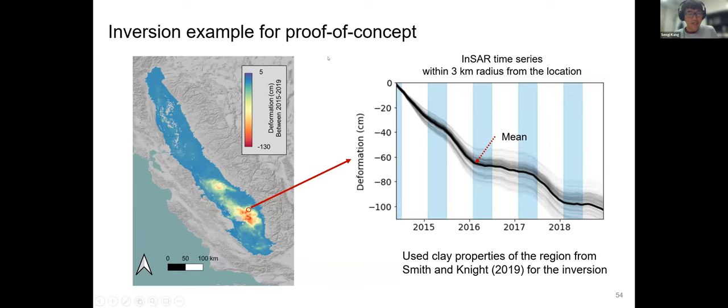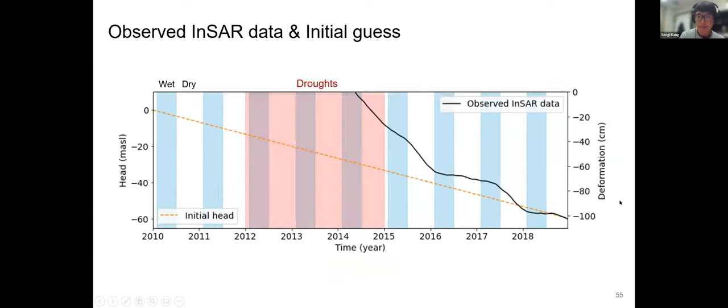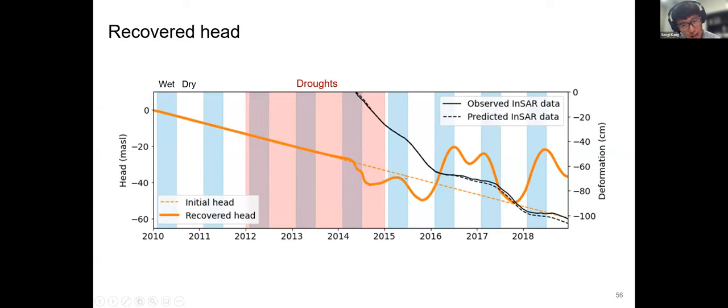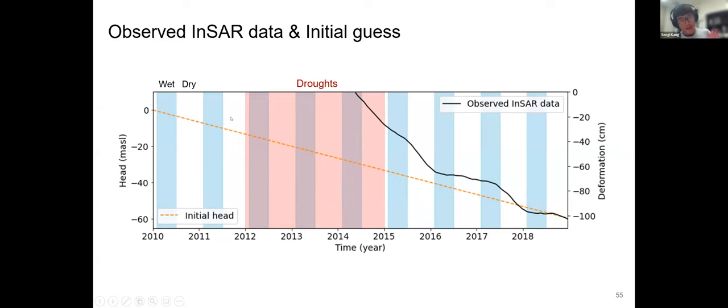And this example that I am showing is just a proof of concept. I picked a location here in the Coya sub-basin, close to the location that I have shown. I picked the many InSAR time series within a 3 kilometer radius, showed that data, took the mean, and used that as the observed data. This is the InSAR data, which I set as the observed data. And this dashed line is the initial head that I have set. Setting this decreasing initial head was important because the head drop in the past actually makes an impact in the current InSAR data. So that was an important point.